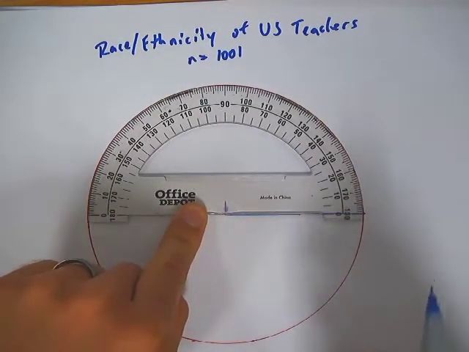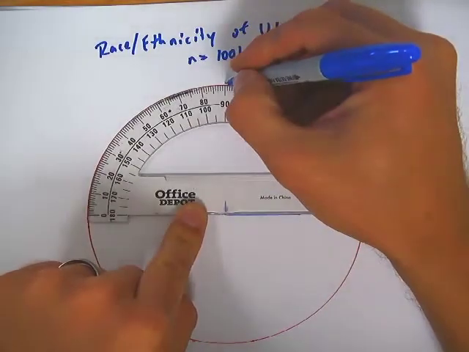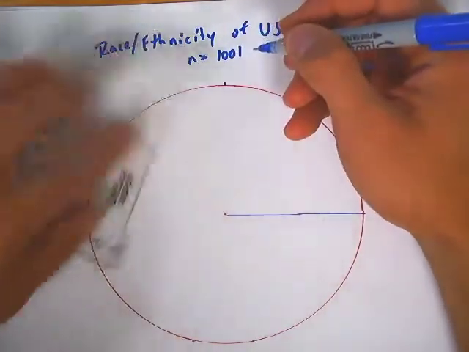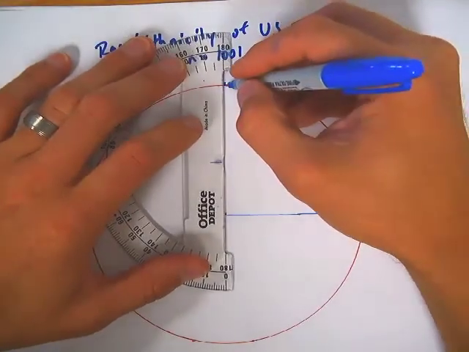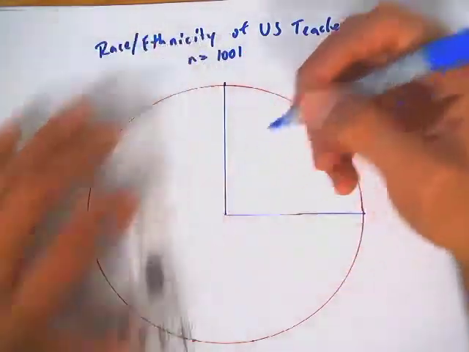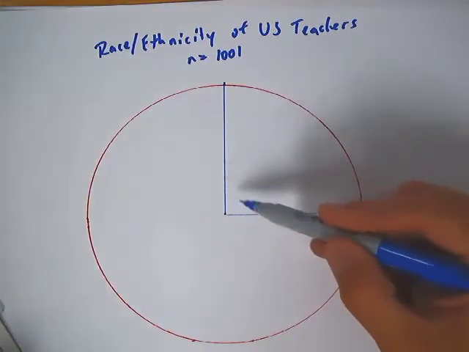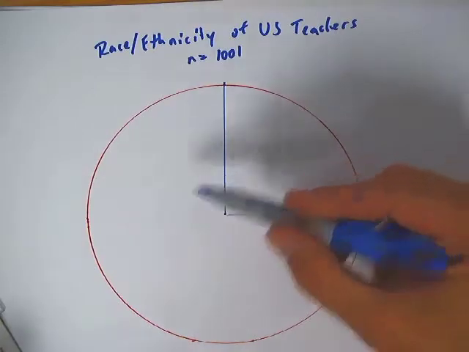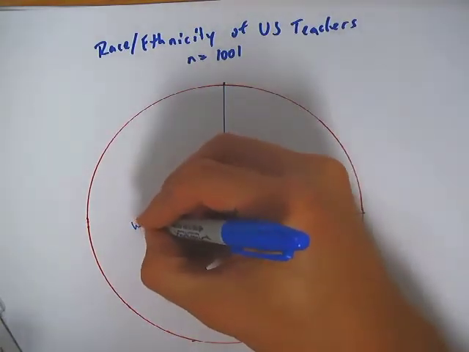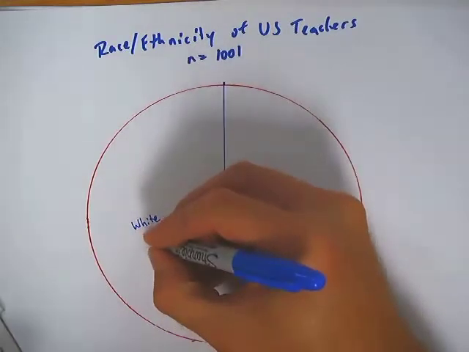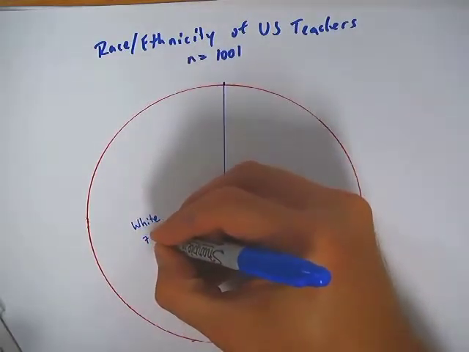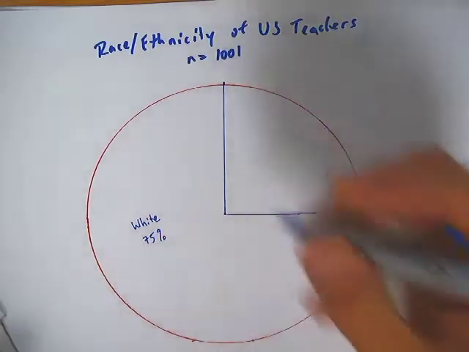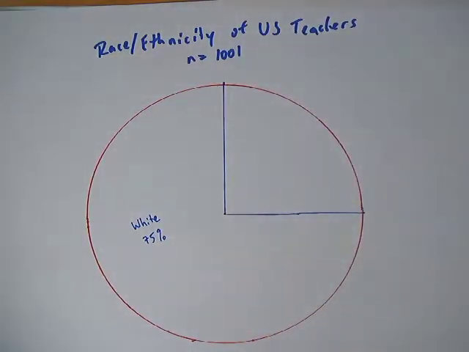Another way to do this is that I can just mark this at 90 here, and then draw a line up here. So this is a 90 degree angle, which means this whole angle here is 270 degrees. I'm going to mark this as the white category, and I like to write this as a percent. So white represents 75%. Now this other 25% is going to be broken down into my next 3 categories.